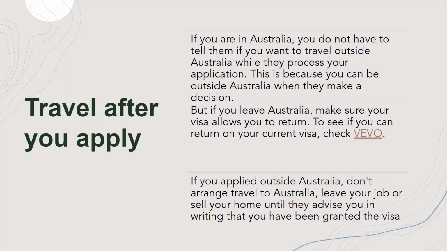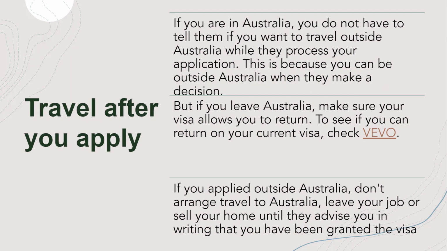If you are in Australia, you do not have to tell us if you want to travel outside Australia while we process your application. This is because you can be outside Australia when we make a decision, but if you leave Australia, make sure your visa allows you to return. To see if you can return on your current visa, check VEVO. If you applied outside Australia, don't arrange travel to Australia, leave your job or sell your home until we advise you in writing that you have been granted the visa.